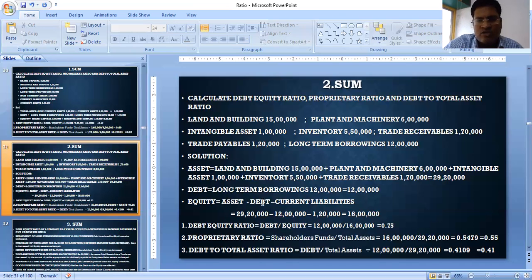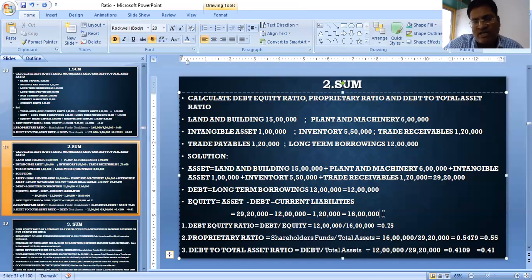Equity, asset minus debt minus current liability, if you do that, we will get equity. Equity we have found out by subtracting total asset minus debt, that is long term borrowings, minus current liabilities. We got 16 lakhs, and then we use in the formula debt equity ratio, debt by equity, that is 12 lakhs by 16 lakhs, 0.75 is to 1.